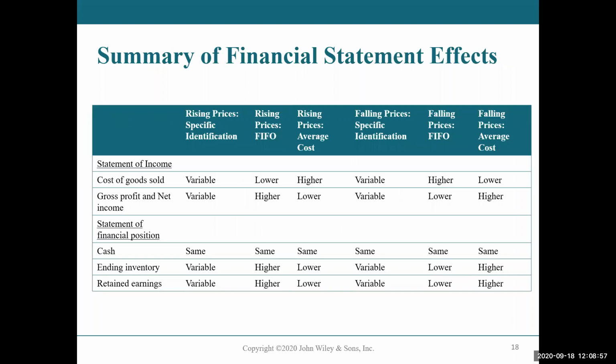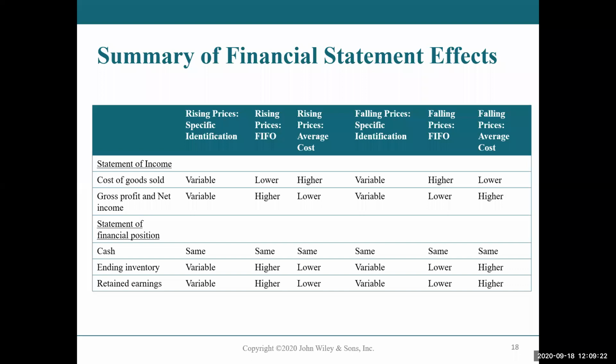This is the summary of the financial statement effect of these cost formulas. With specific identification, whether we are looking at a rising prices situation or a falling prices situation, it will give us a variable effect. None of these transactions have any effect on cash. Cash is not an element here. They're not tied to cash.